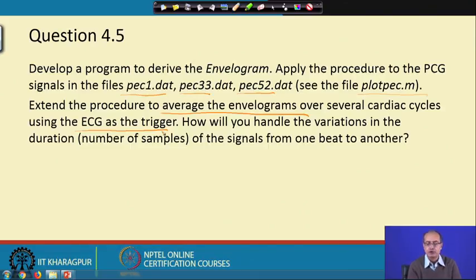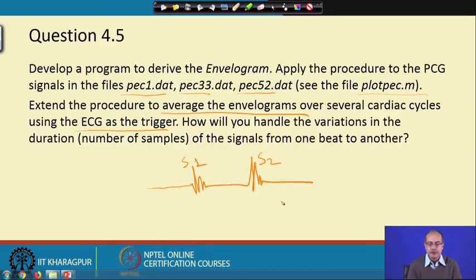Now, why is the average envelogram actually requested? If you look at the PCG signal, we have 2 components, S1 and S2. These 2 sounds are there in the phonocardiogram, and both of them are random in nature. So the envelope we create out of it has some amount of variation, and if we use the average envelogram, we can get a better estimate of S1 and S2, because if we take the cycles one after another, we can assume that the condition of the heart has not changed from one beat to the other, especially for several consecutive beats.